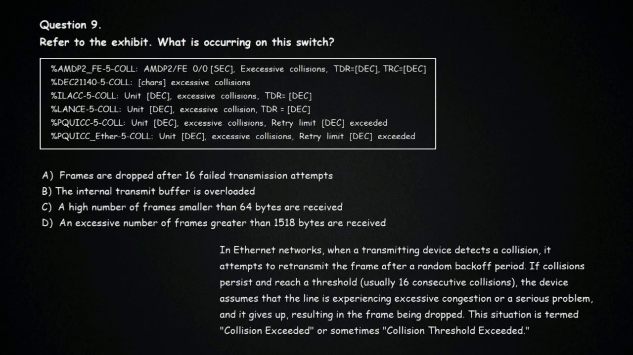In Ethernet networks, when a transmitting device detects a collision, it attempts to retransmit the frame after a random back-off period. If collisions persist and reach a threshold, usually 16 consecutive collisions, the device assumes that the line is experiencing excessive congestion or a serious problem, and it gives up, resulting in the frame being dropped. This situation is termed collision exceeded or sometimes collision threshold exceeded.